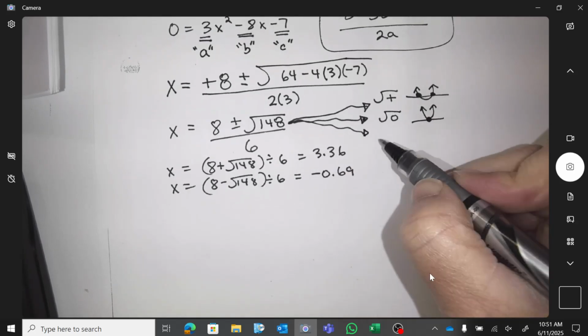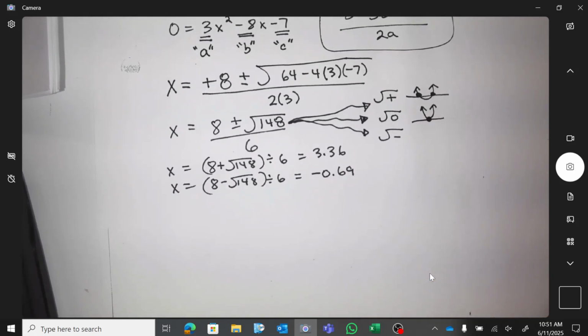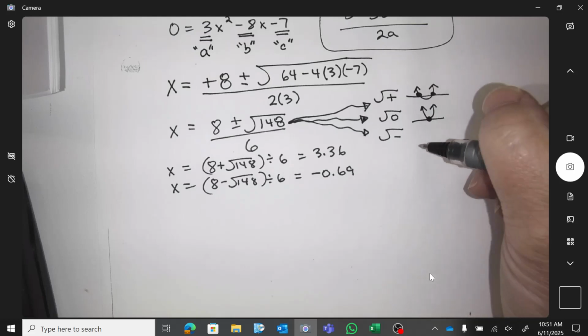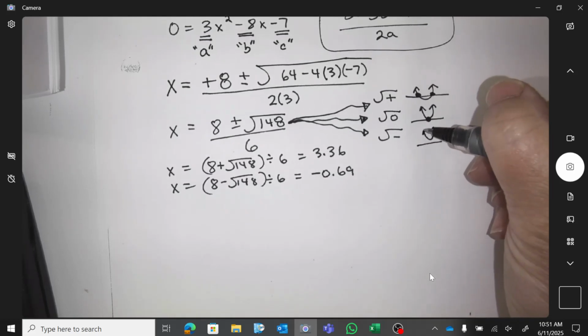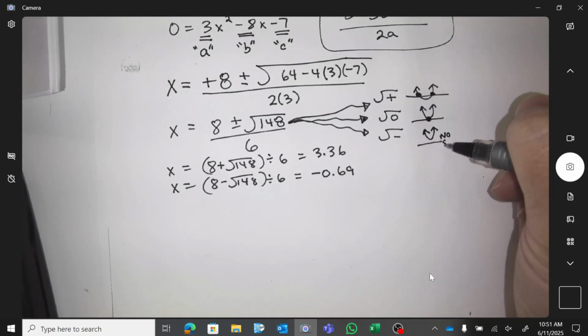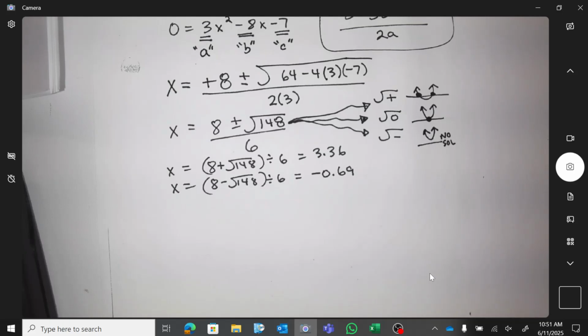And what if that was a negative value? Can you square root a negative number? No, you can't square root a negative, and guess what? It's never going to touch the x-axis.